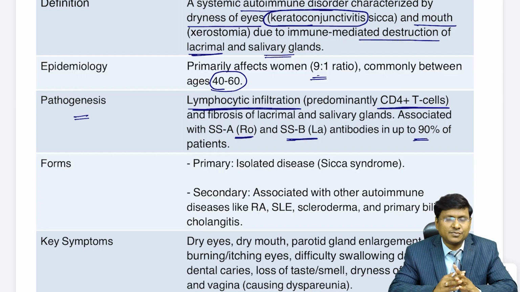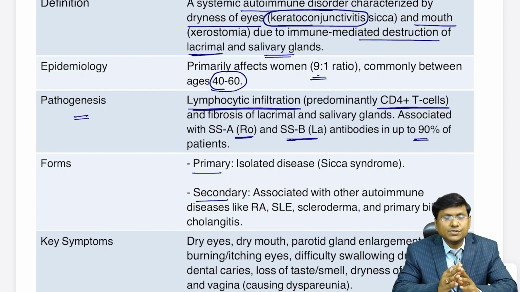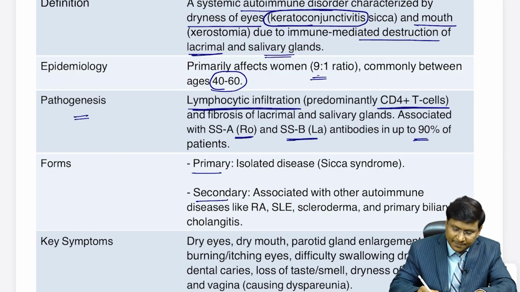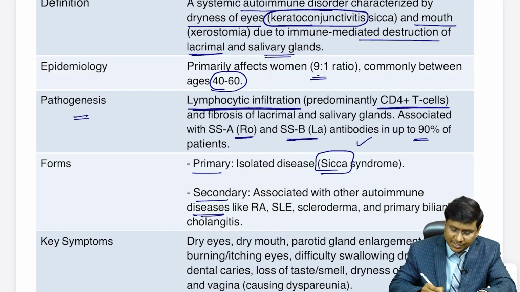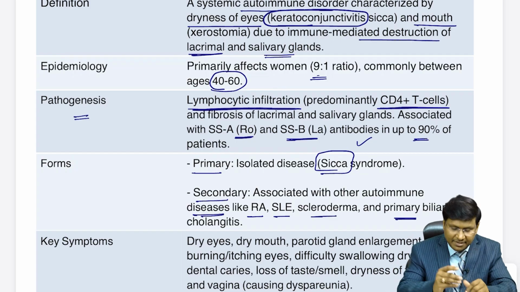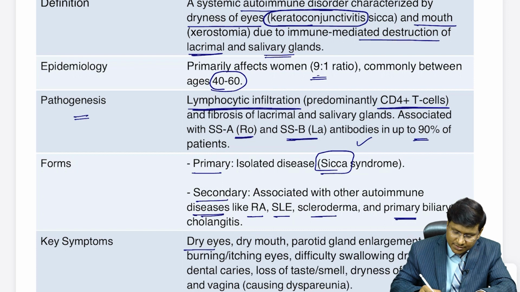Now we have two important forms of Sjögren's, that is the primary as well as the secondary form. So the primary form of Sjögren's is isolated. That means only Sjögren's will be there in case of the primary form, and that we call it as sicca syndrome. Whereas the secondary form of Sjögren's is that which is associated with other autoimmune diseases. What are the other autoimmune diseases? Like rheumatoid arthritis, systemic lupus erythematosus, scleroderma, and primary biliary cholangitis. So what are the key symptoms? Because there is destruction of the lacrimal as well as the salivary glands, these patients present with dry eyes, dry mouth, and there will be parotid gland enlargement.